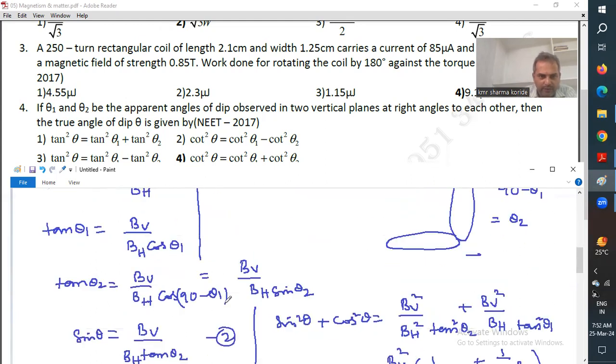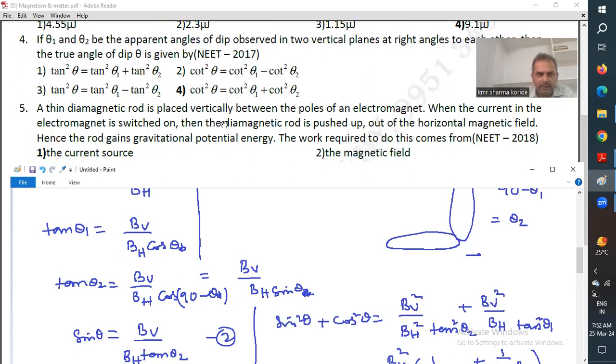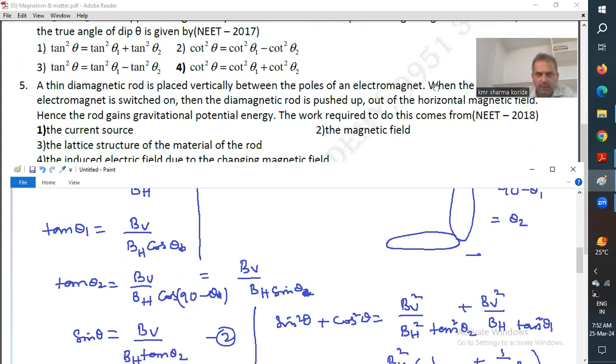If you have any confusion, in case you go with theta, this is theta, you take this is 90 minus theta, so that you'll get sin theta. So tan theta 1, tan theta 2 will continue. So the last option is correct. Next.